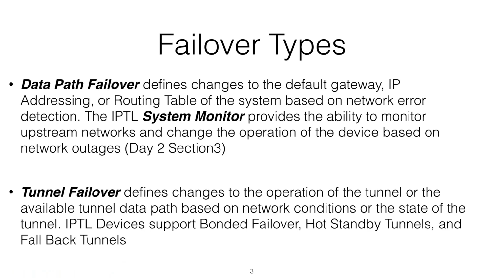So there's two different types of failover within the device. There's a data path failover and a tunnel failover. Data path failover is really handled by the system monitor. And when we talk about data path failover, we're talking about changes to the default gateway on the device itself, changes to the IP addressing or the routing table on the device. So your data path failover is how you are directing traffic, whether you're using the device as a router or whether that's a determination of where your tunnels are going to be connected to. But those are all handled by the system monitor. In the next section, we're going to talk about the system monitor.